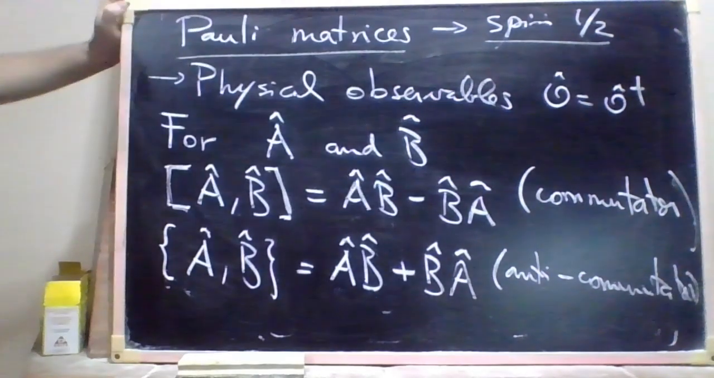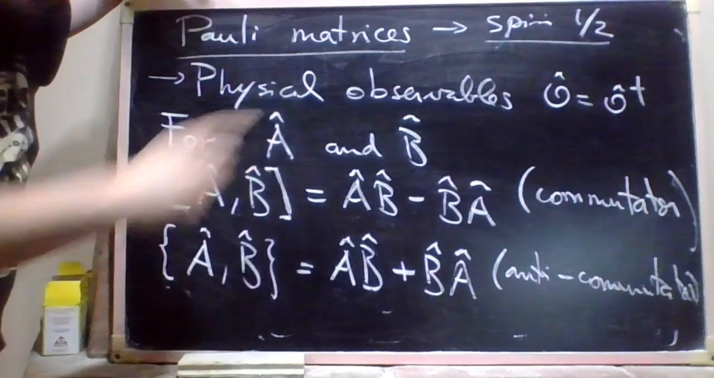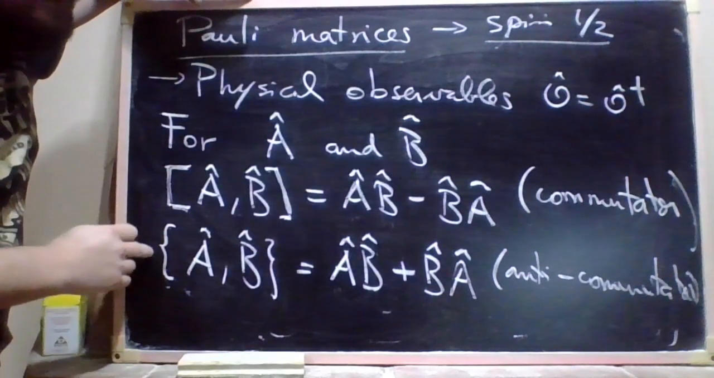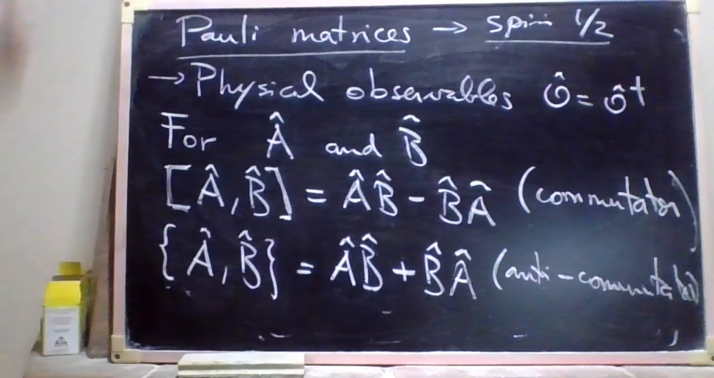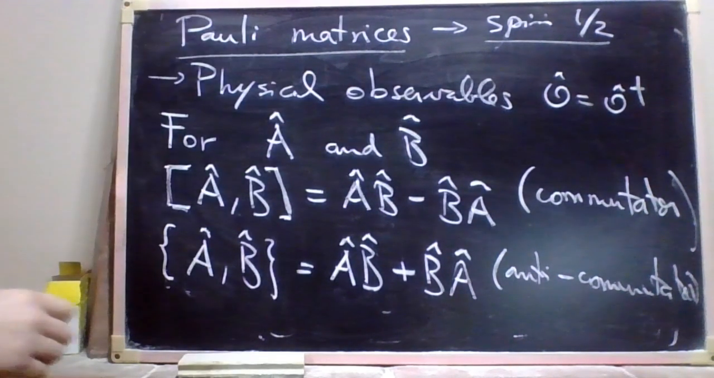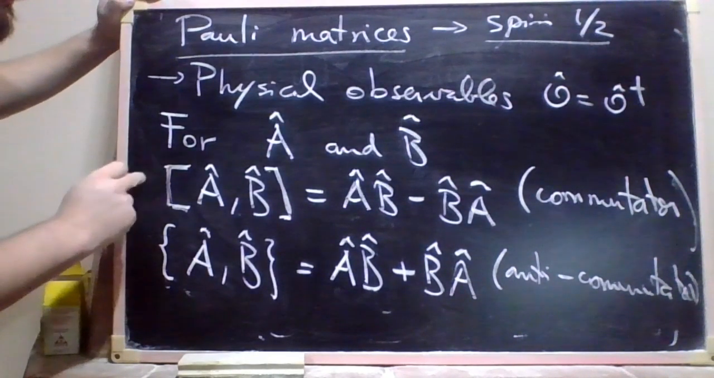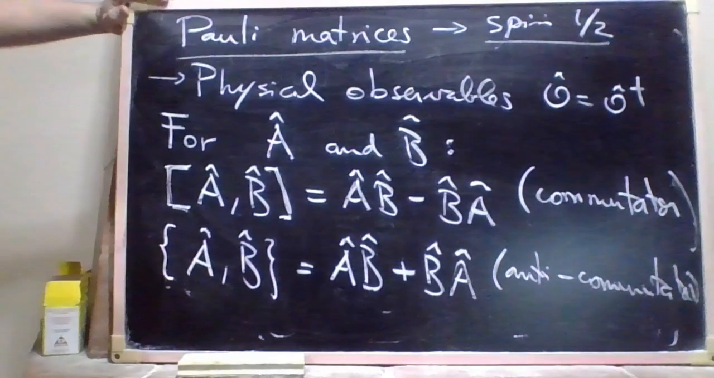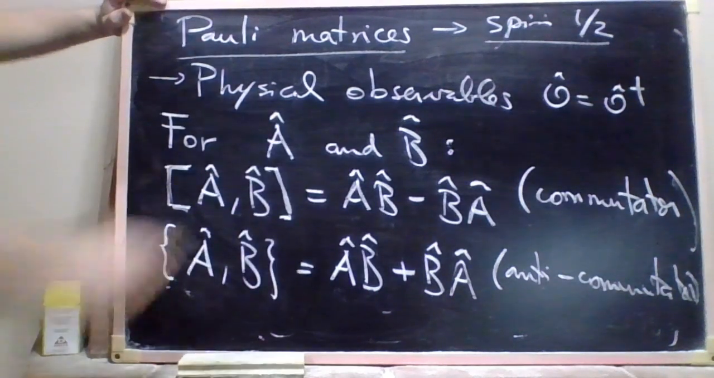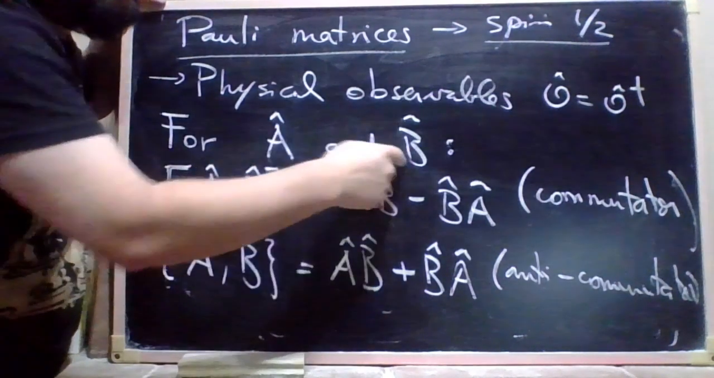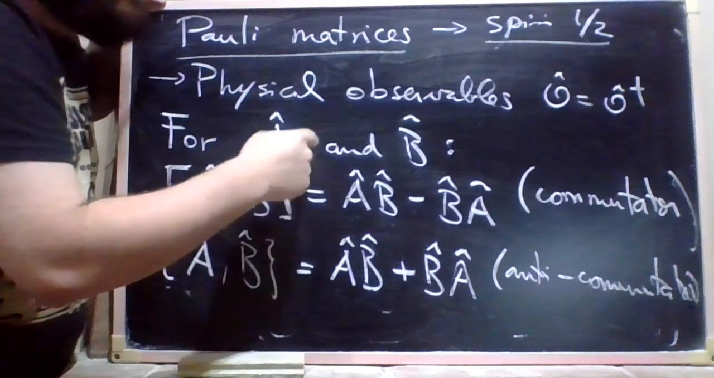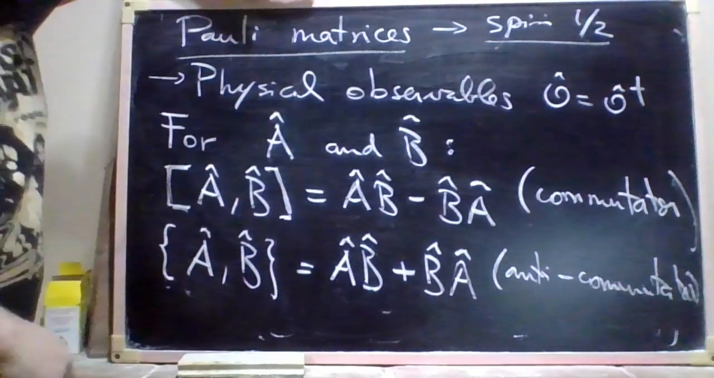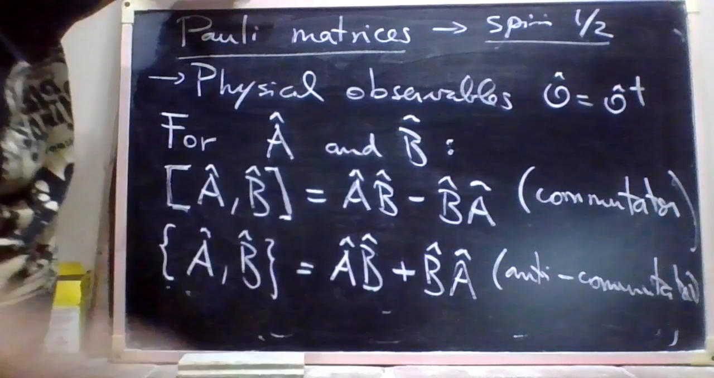Right? So we'll do that for Pauli matrices: the commutators of all the Pauli matrices, and the anti-commutators for all the Pauli matrices. All right? And it's a very important thing to calculate for two physical observables, A and B, position and momentum, spin in one direction and the spin in another direction, or whatever you want to calculate here.